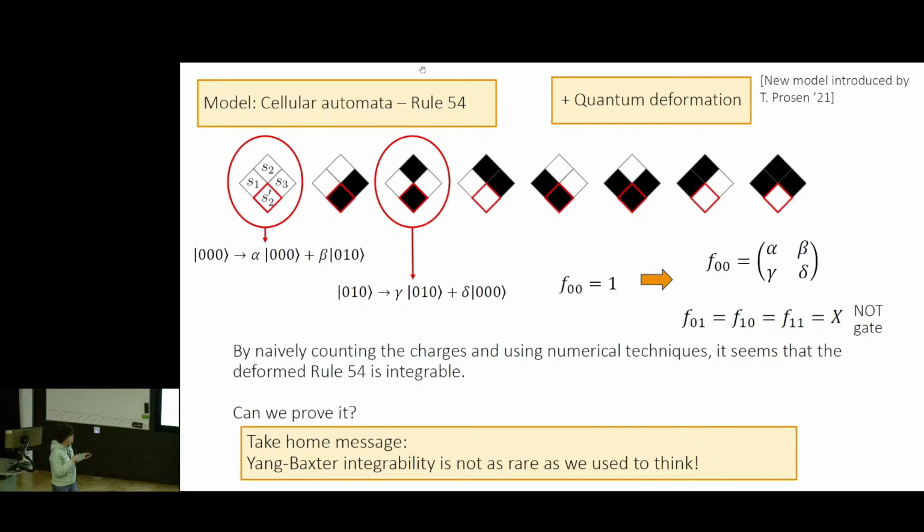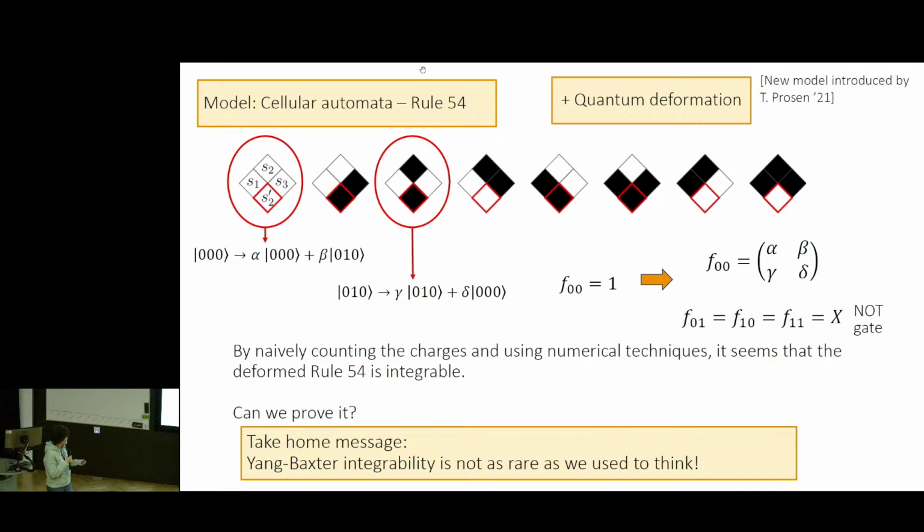Then what he did was to naively count the conserved charges, and he observed that conserved charges were scaling linearly with the length of the system. And furthermore, he also used some numerical techniques. For instance, he was looking at spectral level distribution, and he observed that even the quantum deformation shows some sign of integrability. So since I started in Ljubljana, what we try to do is to prove that this model is integrable, and even more, that it's Yang-Baxter integrable.